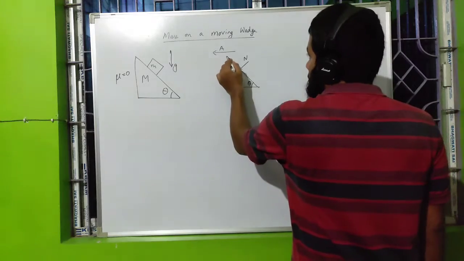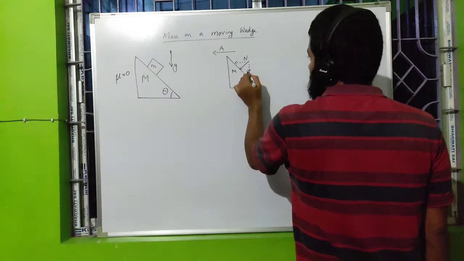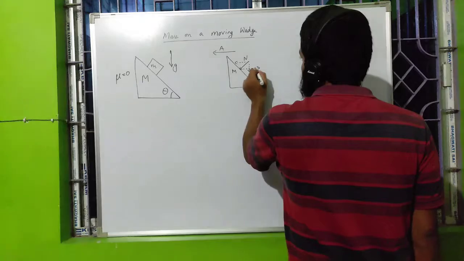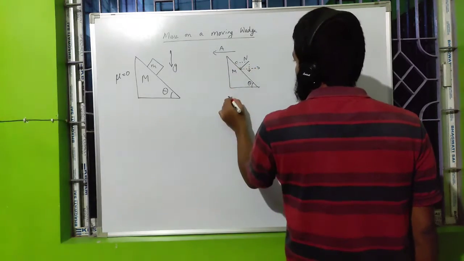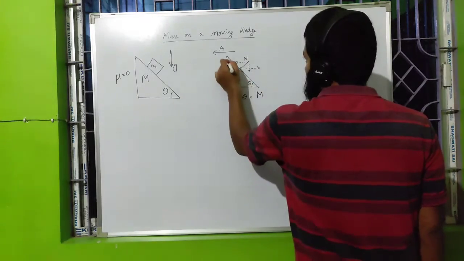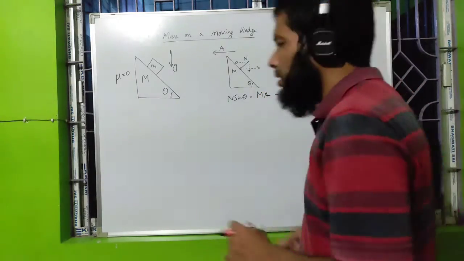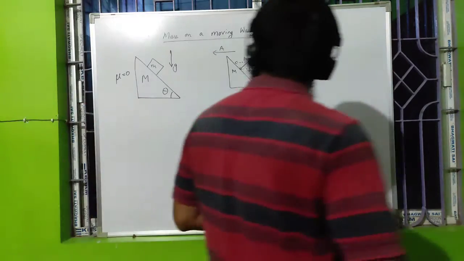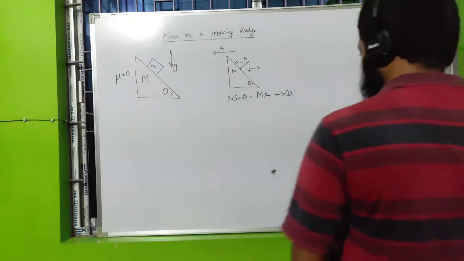If you resolve this, this is theta, this is theta, this is theta. So N sin theta will be equal to M into the acceleration of this body. This is equation 1, and there is nothing else to get from this wedge. Now let me take the block and try to find an equation.